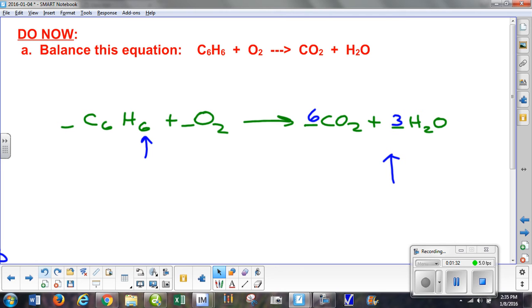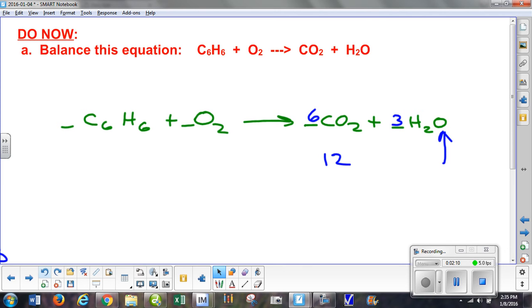Now that my hydrogens and my carbons are balanced, I can now go back and look at the oxygens. So I'm going to add up my oxygens on the right, and I'm doing that because I know that with oxygen having a subscript of 2 right there, that is a problem, because over here this oxygen is an odd number because of the coefficient of 3. So I can't change that.